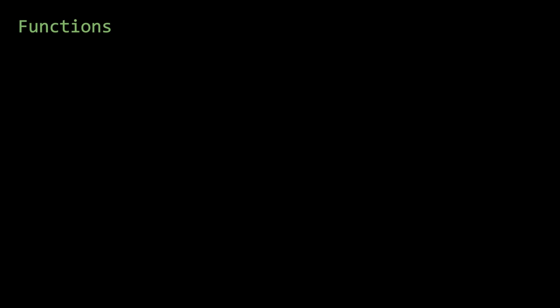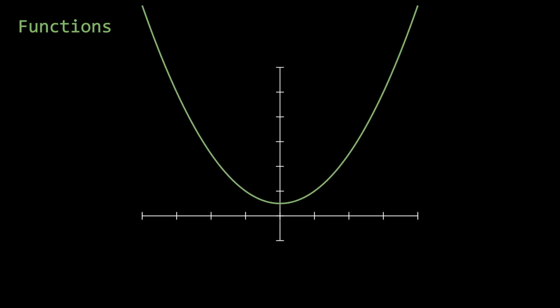Functions in math are similar to functions in programming. You give them an input and they return a specific output. And when we draw a graph of a function, the x value represents the input and the y value represents the output. There's one important rule: a function can only produce one output for a given input. So if a graph shows multiple y values for the same x value, then it's not a function.